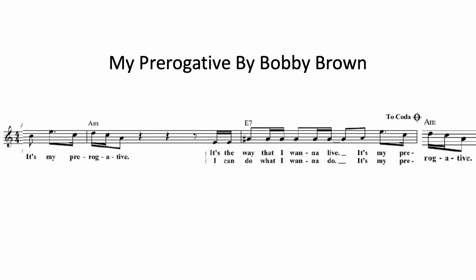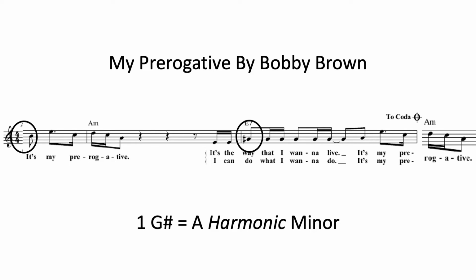So in My Prerogative by Bobby Brown, we notice that this is also in A minor, but in addition to the key signature telling us that it's in A minor, we have that G sharp. So the G sharp alerts us that this is actually harmonic minor. So Bobby Brown is using harmonic minor in this piece.